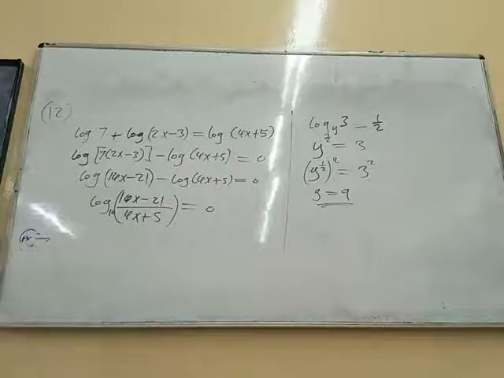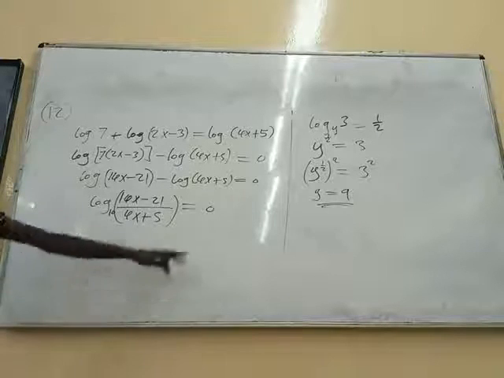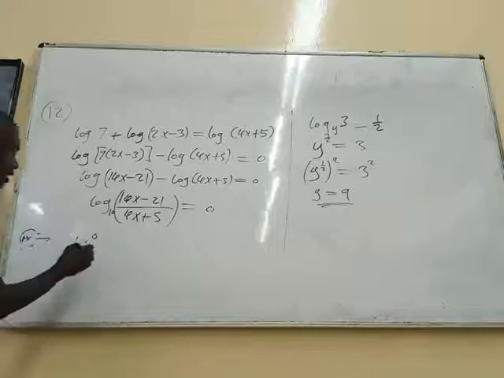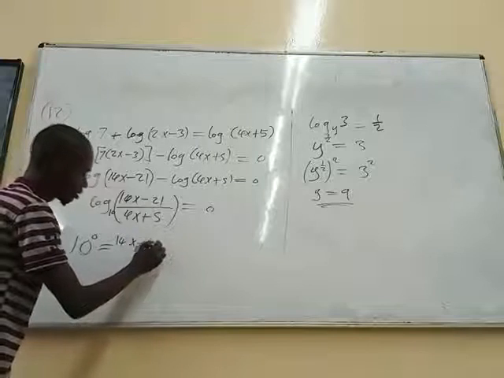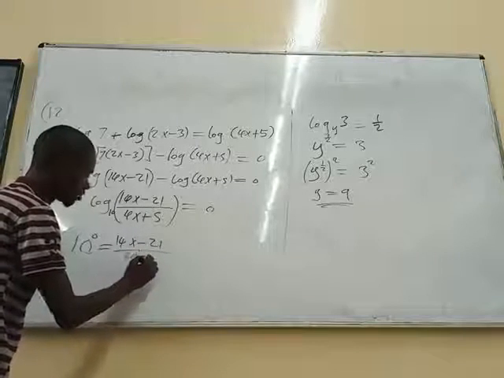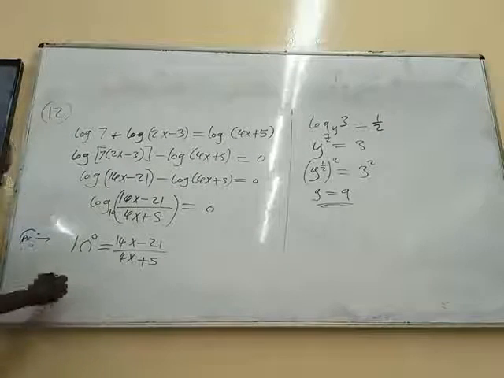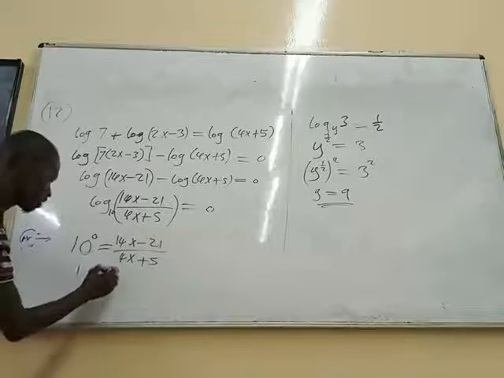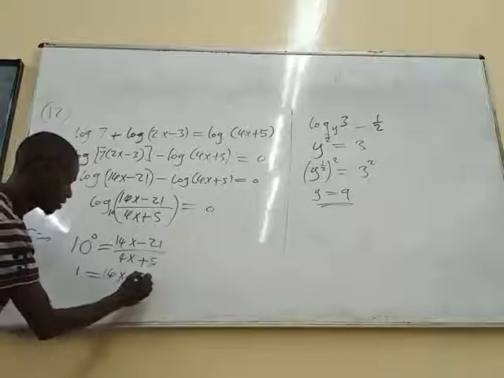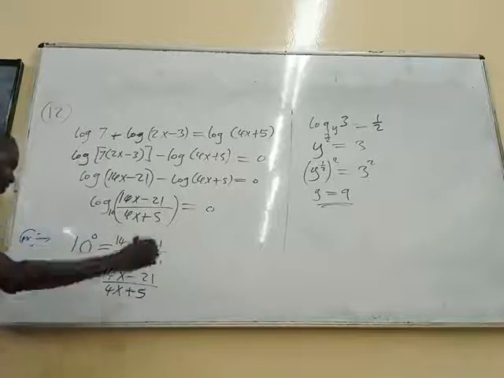So now we convert this to exponential form. How do we do that? Our base is 10, so I'm going to write my base there, 10. And then my power is 0, so I'll write my power there. Then this is equal to 14x minus 21 over 4x plus 5. Any number raised to power 0 is just equal to 1. Then this is equal to 14x minus 21, then everything divided by 4x plus 5.